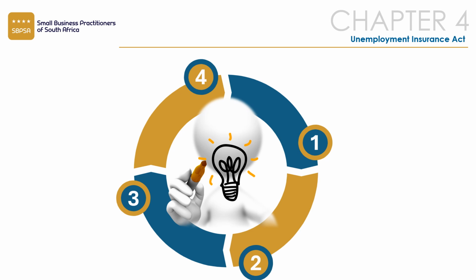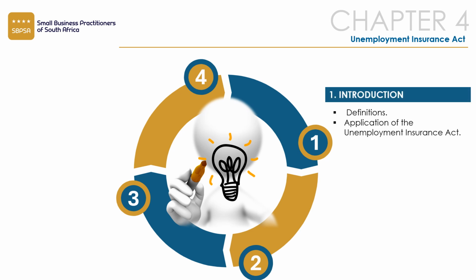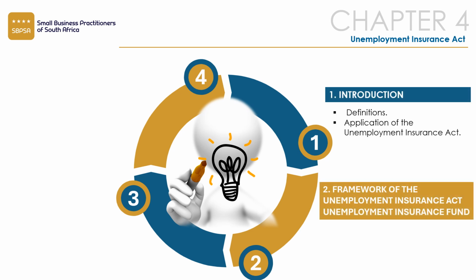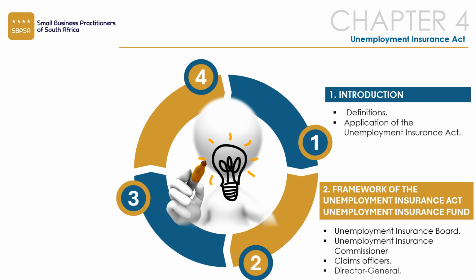Now we move on to explore Chapter 4, the Unemployment Insurance Act. We start off by introducing the definitions and application of the Act. We then lay out the framework of the Unemployment Insurance Act, UIF. In doing so, we touch on the following aspects: Unemployment Insurance Board, Unemployment Insurance Commissioner, Claims Officers, Director General.